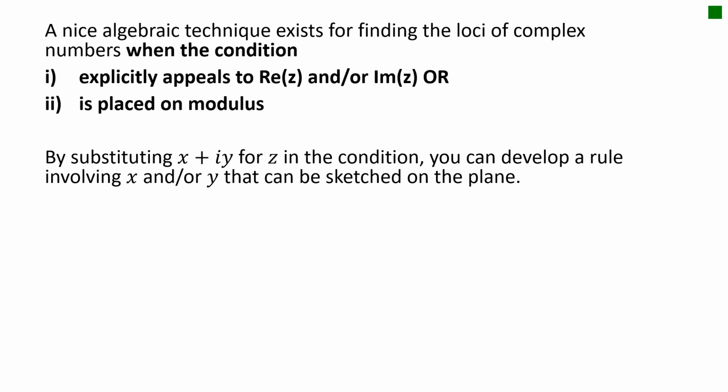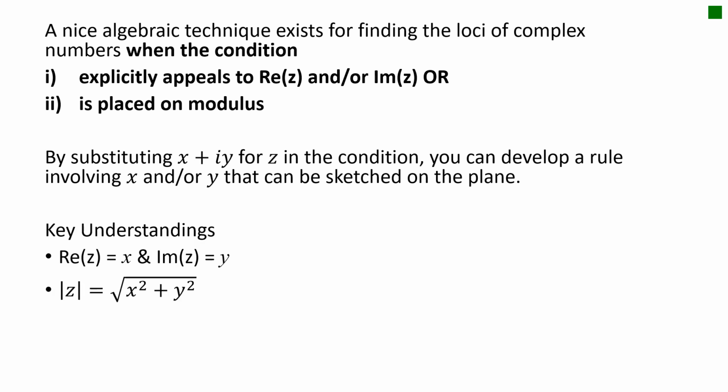So when those two are in play on the condition, or the condition concerns modulus or distance, you can do the following. Wherever you see Z in the condition, replace it with x plus iy, and what you can do then is develop a rule between y and x that can be sketched on the plane like a regular, ordinary garden variety Cartesian relationship involving y and x.